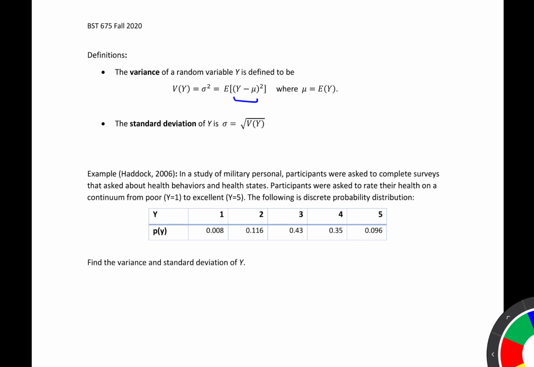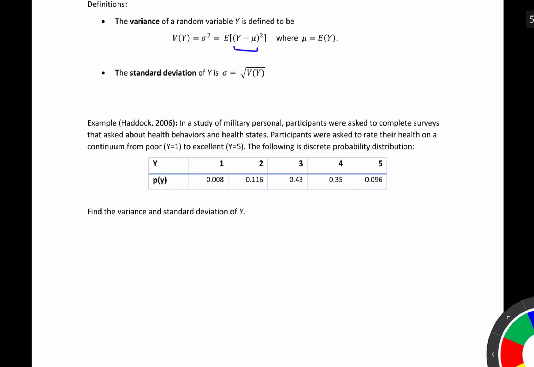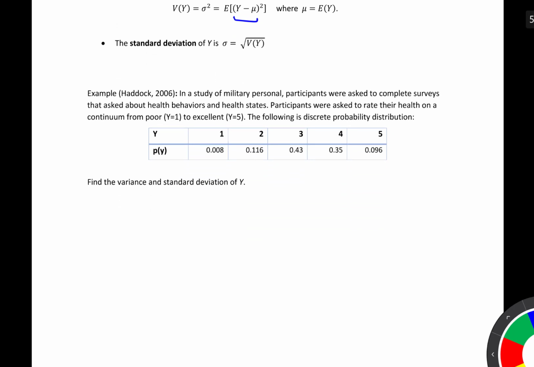Well, we're going to do the exact same thing here, but instead of taking the average of that squared difference, it's going to be a weighted average again, where those weights are determined by the probabilities of the different values that y can take. And so again, looking at our example, let's calculate the variance and the standard deviation of this random variable.